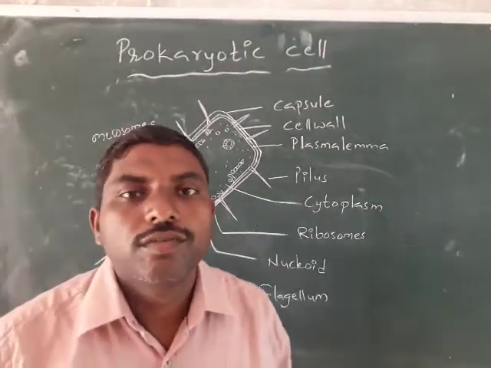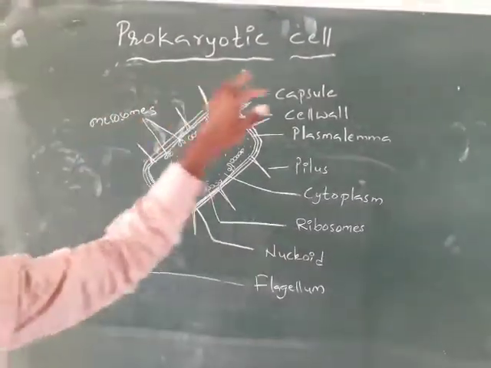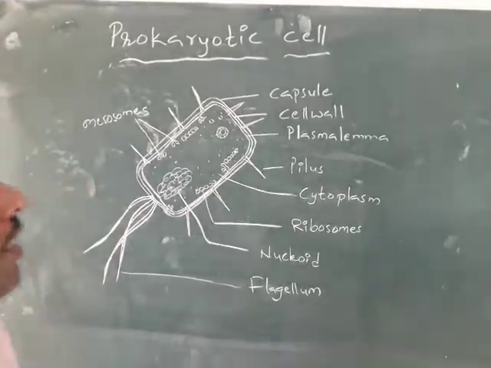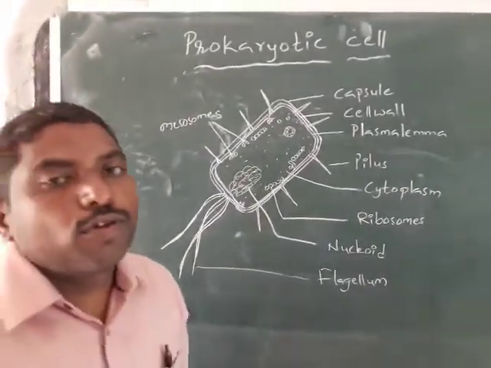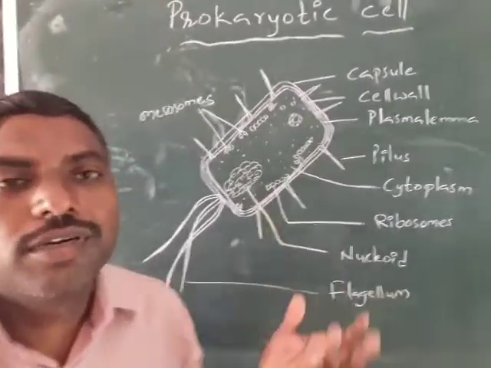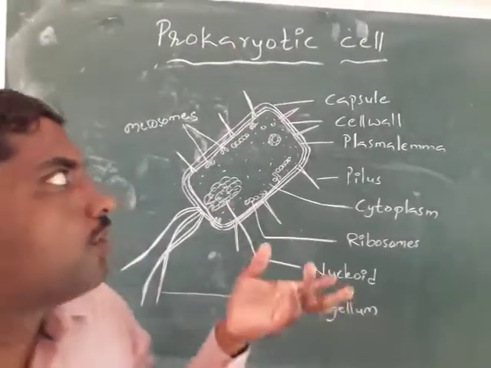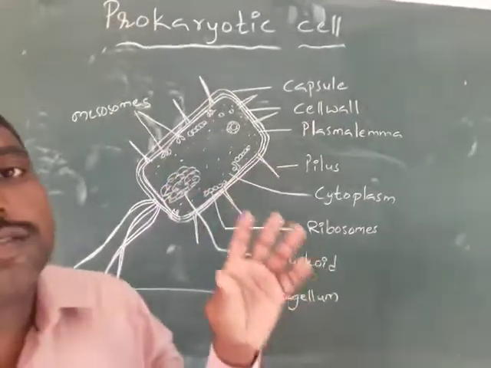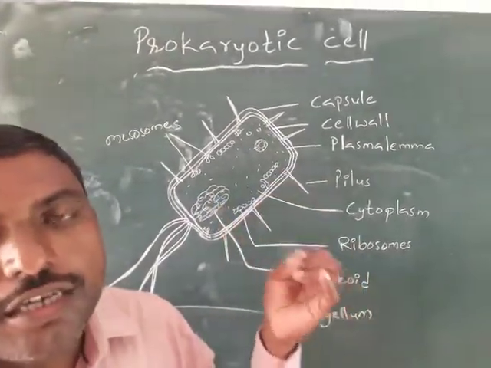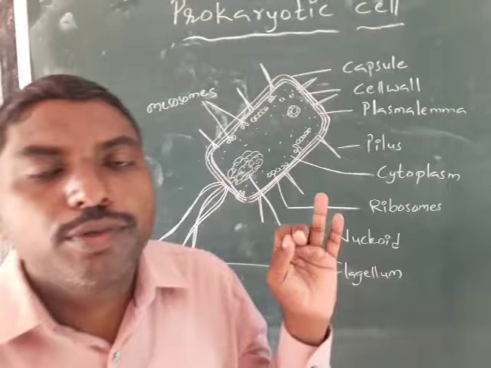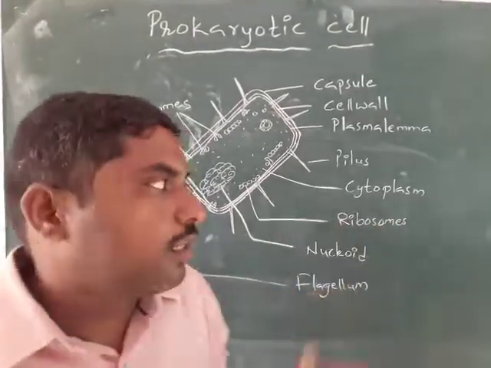In this video, we talk about the prokaryotic cell. Here, we already discussed what is meant by a prokaryotic cell. A prokaryotic cell is nothing but a cell with the absence of a membrane-bound nucleus. The prokaryotic cells are the bacteria, blue-green algae, mycoplasma and PPLO. These are the prokaryotic organisms.